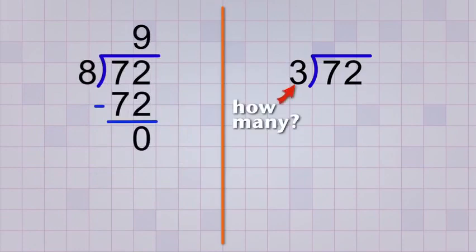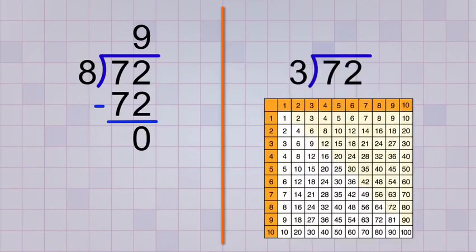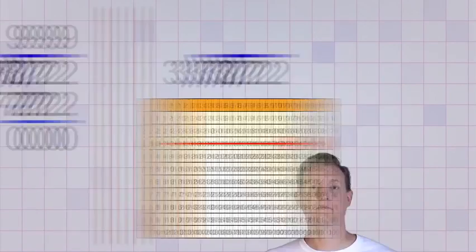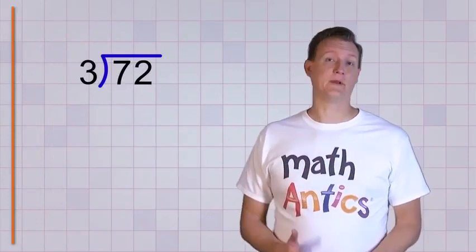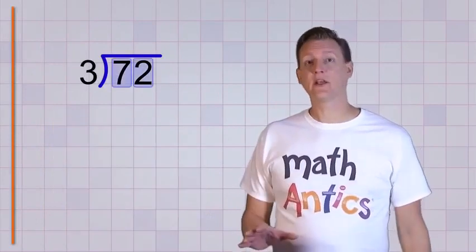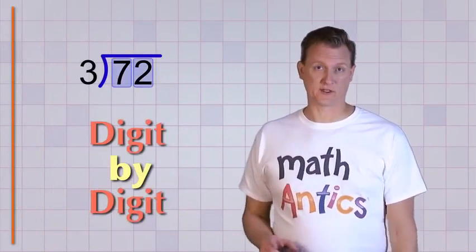Now let's try the next problem, 72 divided by 3. If we ask how many 3s will it take to make 72, or almost 72, we can see that the answer is not on our multiplication chart. The biggest multiple of 3 listed there is 30, which isn't even close. The reason is that this should really be a 2-step problem. Let's try using the new digit by digit method we just learned.